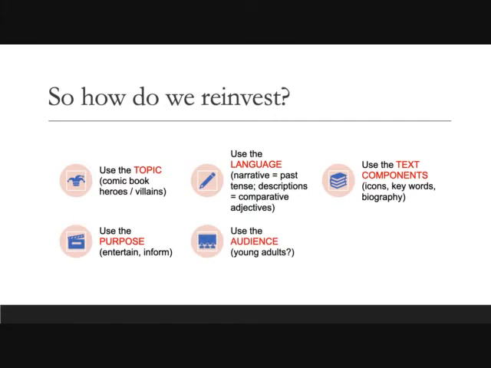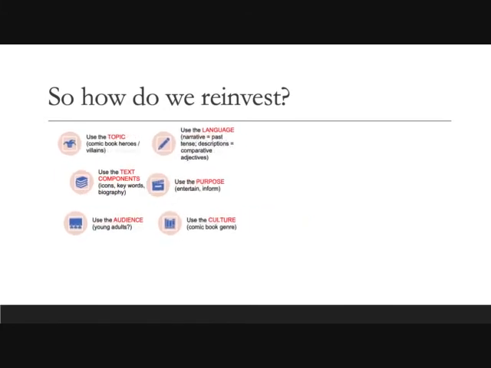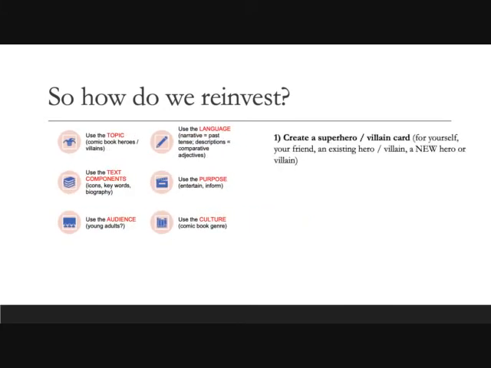Consider the audience, or even switch it up. What would it look like if it were for younger kids or for parents? And of course, the kind of culture that it's embedded in. So let's see some ideas of how we can reinvest that. So taking those into consideration, one idea might be that we could ask the students very easily to create a superhero or villain card, their own new superhero or supervillain card.